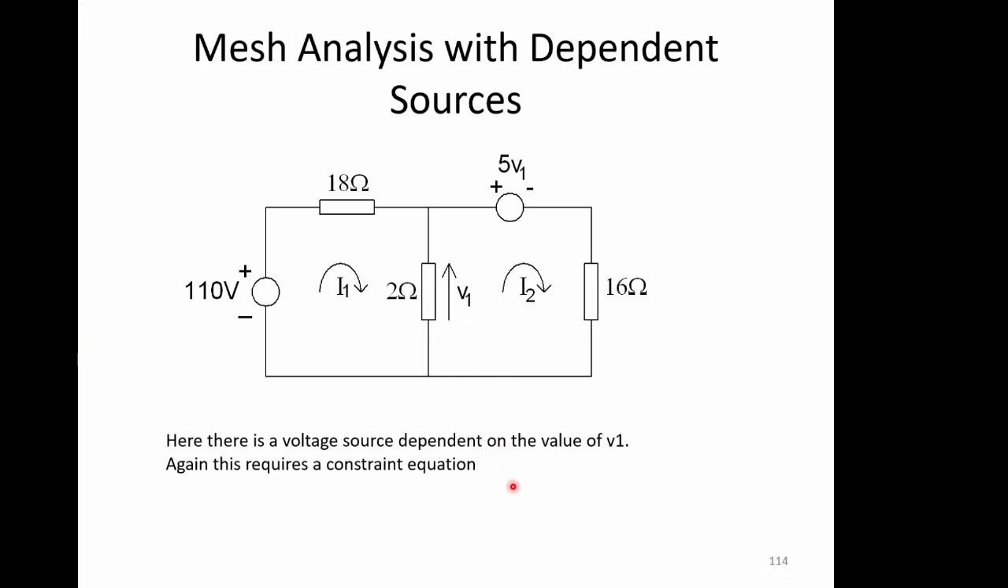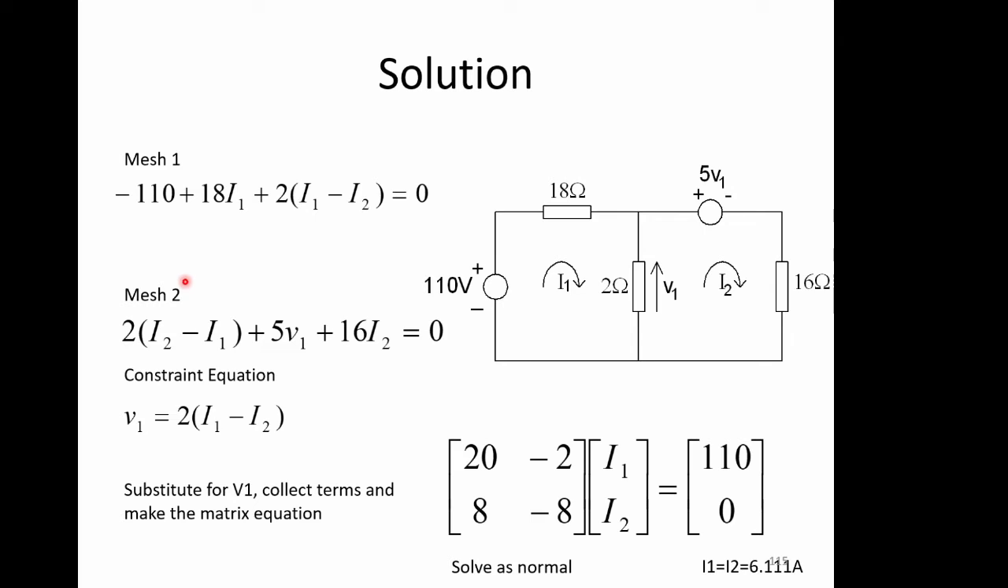So if we want to do a mesh analysis of the dependent source, we can follow exactly the same kind of rules. Here is a voltage source dependent on the value of V1. Here, this one, so 5 V1. So we don't know what V1 is at the moment. V1 is defined by whatever currents are flowing through here, and that's driven by this voltage source over here. And it's a mesh current, so there's two of them to worry about. So again, we can introduce the constraint equation, and then just solve it by normal mesh analysis.